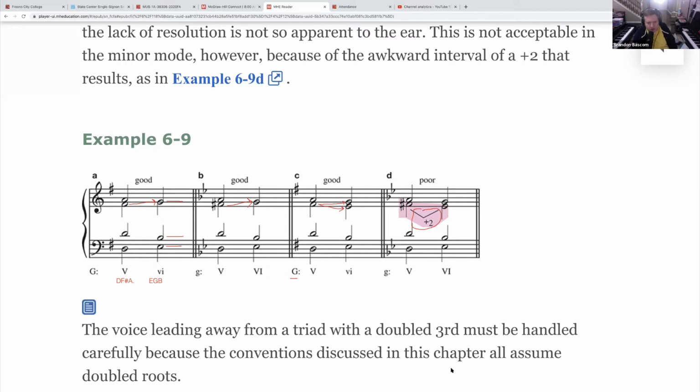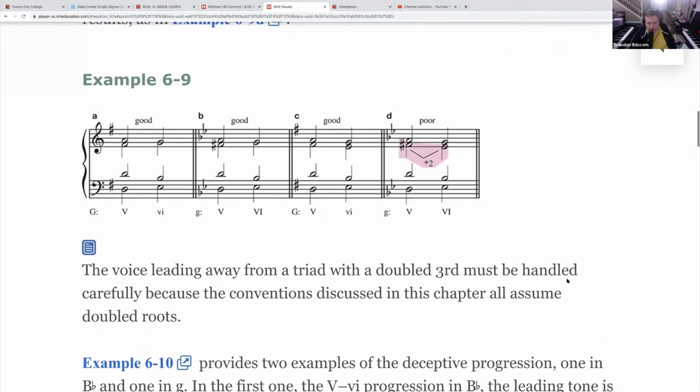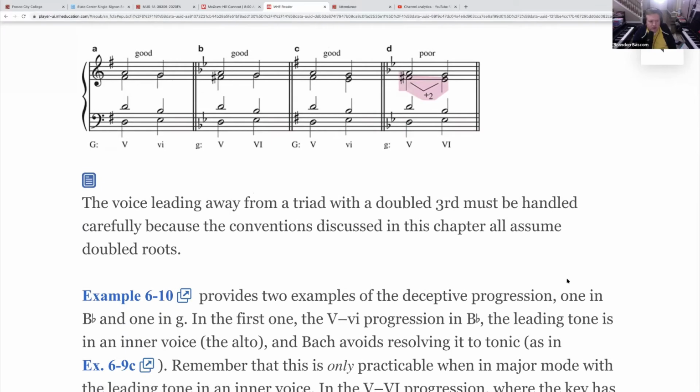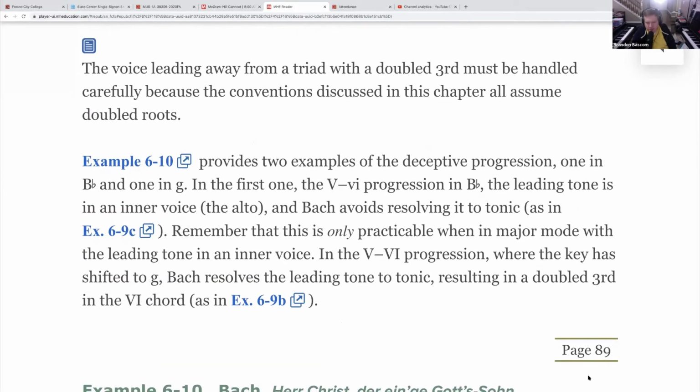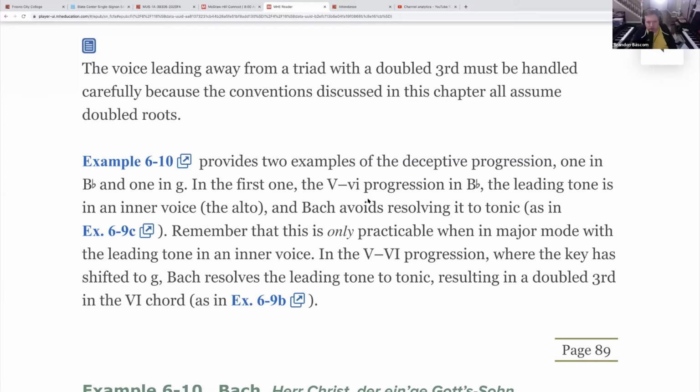The voice leading away from a triad with a double third must be handled carefully because the conventions discussed in this chapter all assume doubled roots. Example 6-10. Let me make sure I'm sharing my sound with you. Example 6-10 provides two examples of the deceptive progression, one in B flat and one in G minor. One in B flat major, one in G minor.